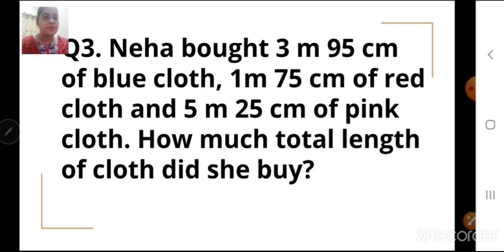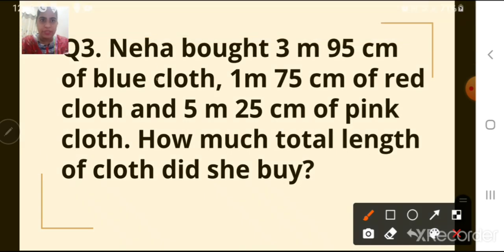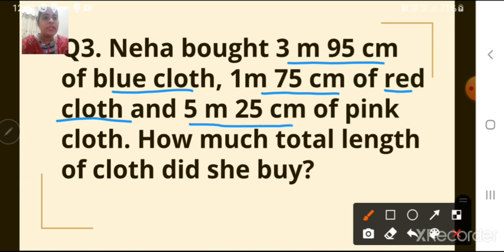Now here, as per the question, Neha bought 3 meter 95 centimeter of blue cloth, 1 meter 75 centimeter of red cloth and 5 meter 25 centimeter of pink cloth. So different types of cloth are given and she has bought them. So we have to find out how much total length of cloth she bought. Here the word total is given, correct? It is a keyword. So we can understand that we have to add here. We have to add all the lengths of cloth so that we can find our answer.